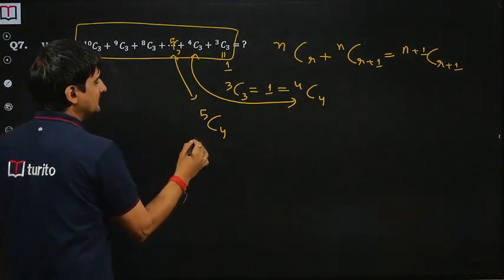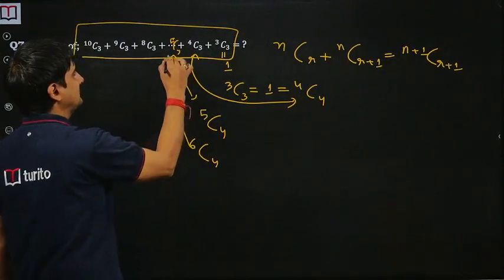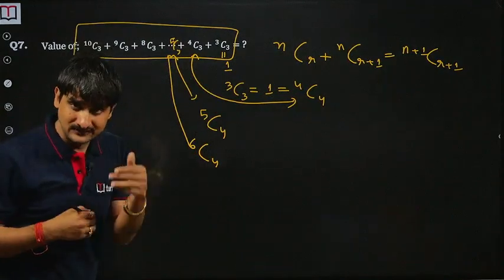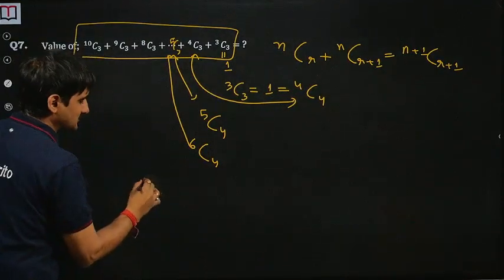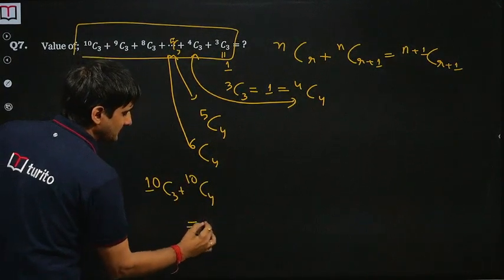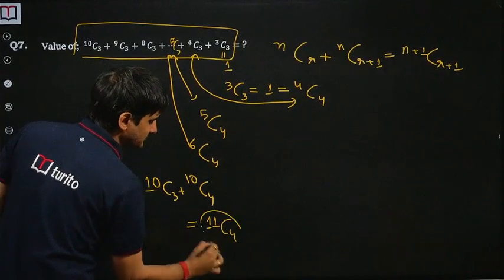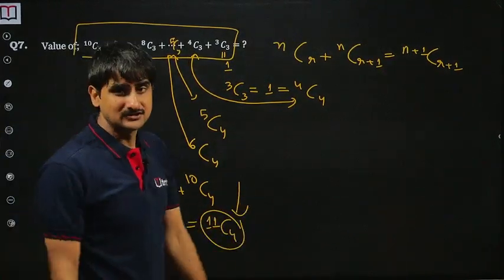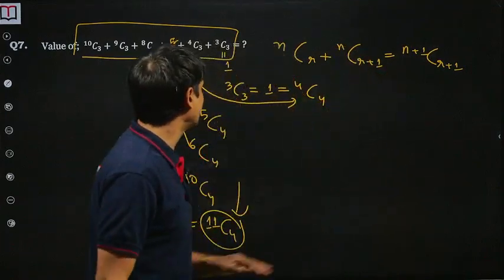Combine these two, so it will be 6C4. Here it will be 6C4 plus 6C3, which gives 7C4. So we are moving in that direction. So the last will be 10C3 plus 10C4, which will be 11C4. So that should be the answer of this one, using this property.